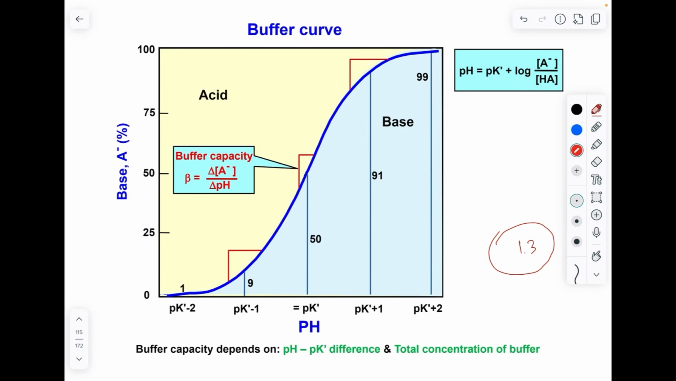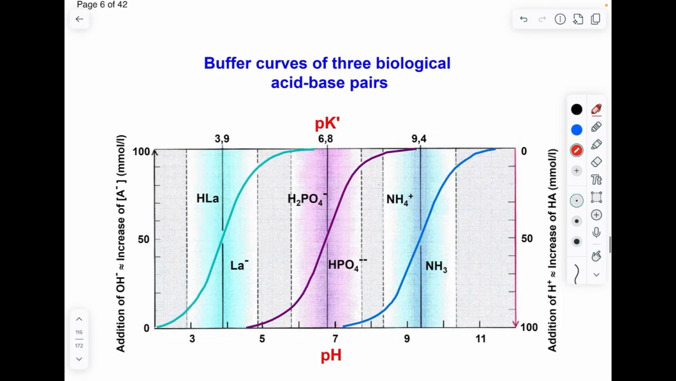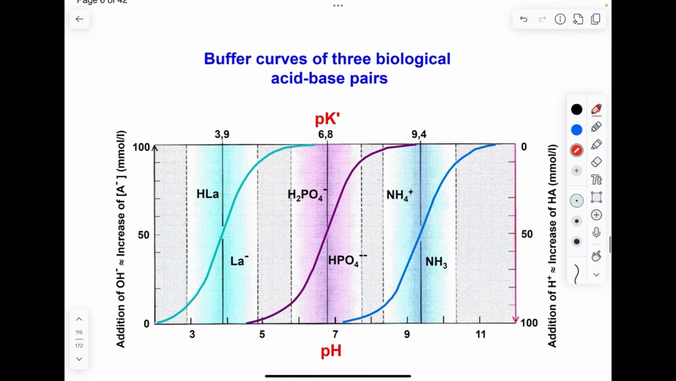If it's less, it can work. And the closer, the better. Okay? For example, look at this. Here, the pK value of this buffer is 3.9. Is it a good buffer in the human body? Well, you will look at the human body and tell me what pH is it. Let's assume it's 7 just to make it easy.